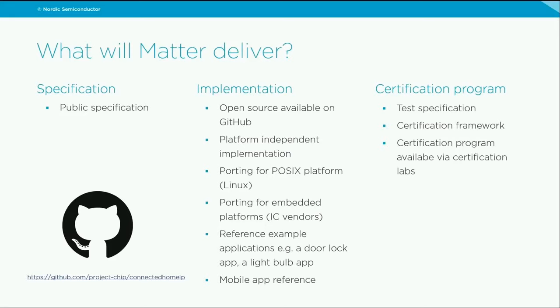An ambition of the Matter project is far beyond providing only a specification. The specification is just one delivery, but together with creating a specification, the project members in parallel also work on an open source implementation, which is available on GitHub. This implementation is platform independent. There is porting for POSIX platforms like Linux, and for embedded platforms from IC vendors like Nordic. The project also includes some reference example applications like a door lock or a light bulb, and also provides a mobile app reference both for Android and iOS.